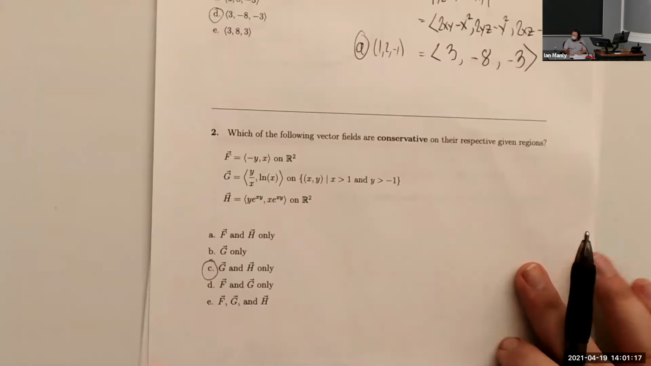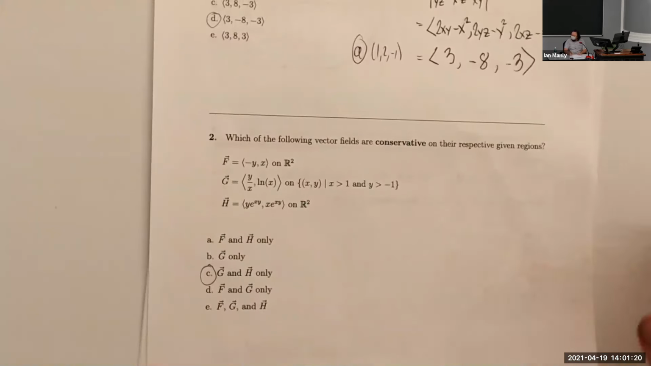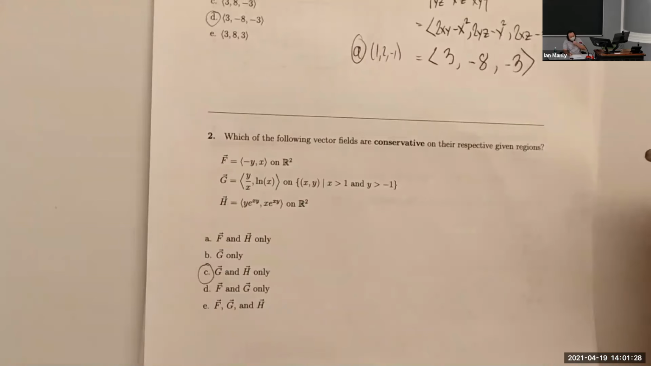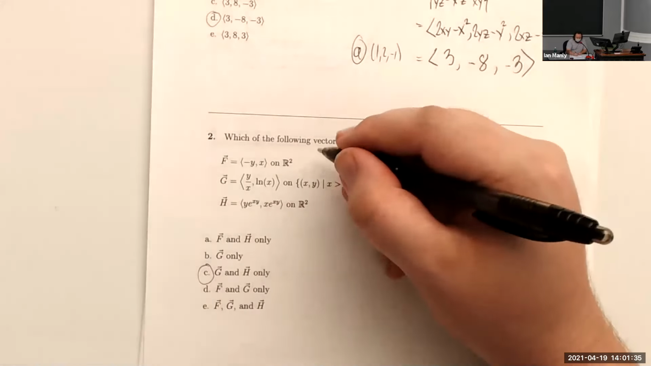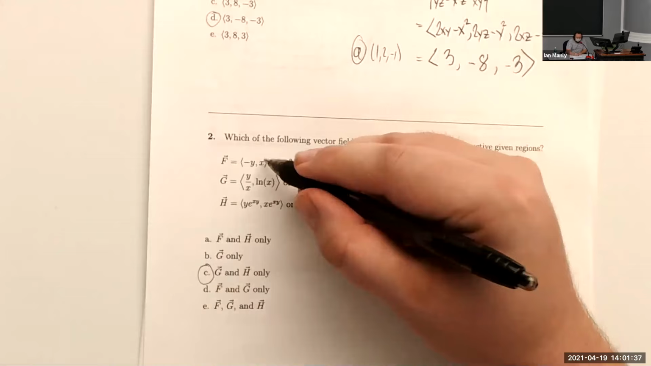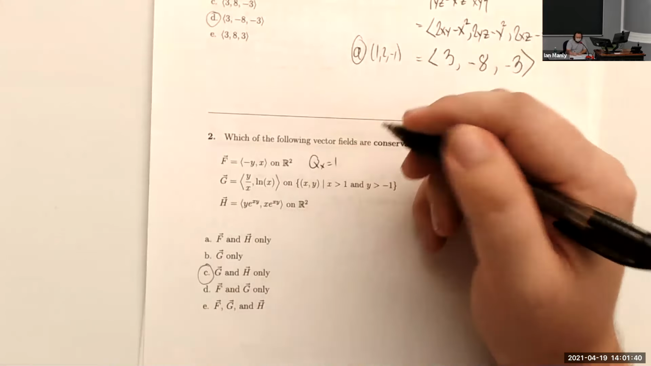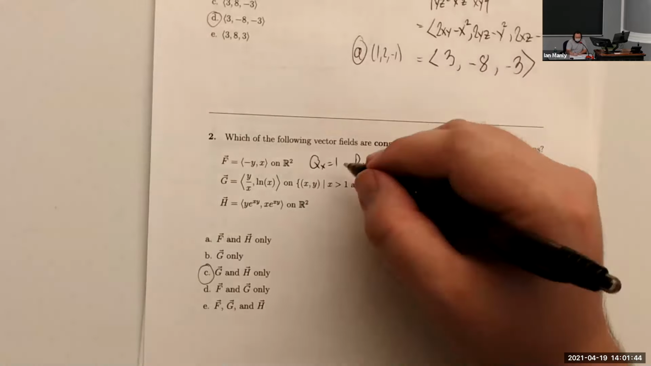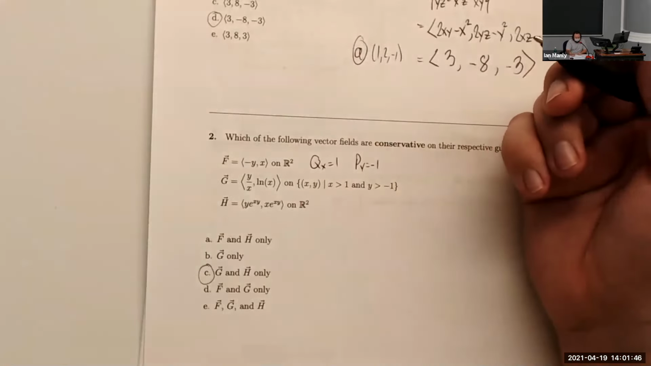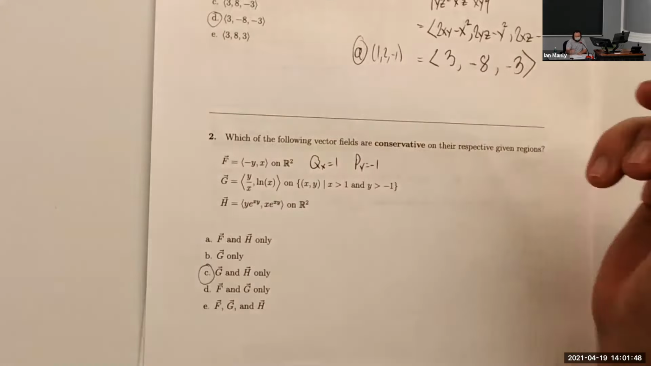All right, next question here. Which of the following vector fields are conservative on their respective given regions? All right, so we have negative yx on R2. Well, let's do the cross partials of this. So we have q sub x, the x derivative of this, is 1. And then we have p sub y, which is negative 1. These need to be equal if it's a conservative vector field, so that's definitely not.